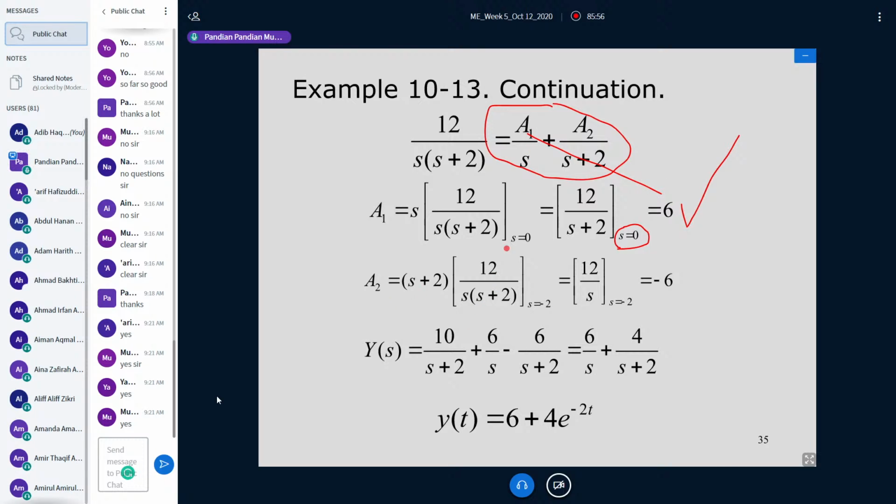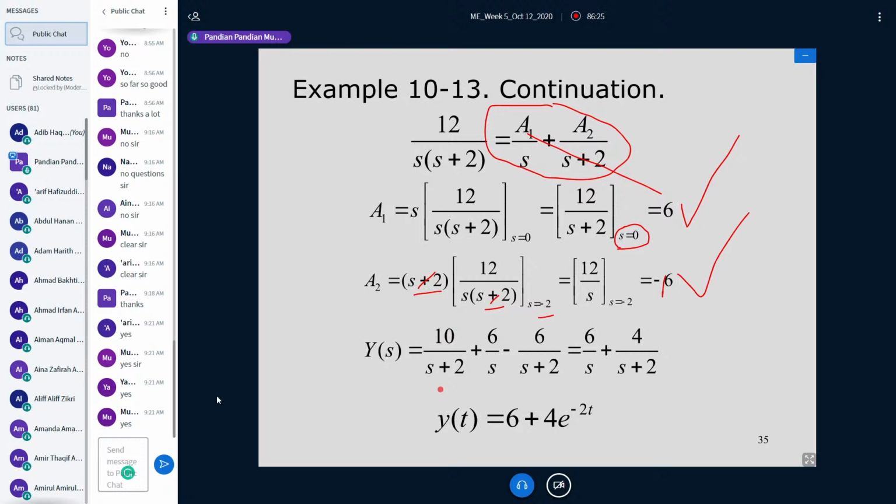For A2, this is s plus 2, so you multiply by s plus 2 here. But this s plus 2 cancels off, leaving 12 over s. Substitute s with minus 2. You set s plus 2 equals 0, so s is minus 2. So 12 divided by minus 2 is minus 6. This is the trick, class. This is something like an intuitive method or shortcut method.